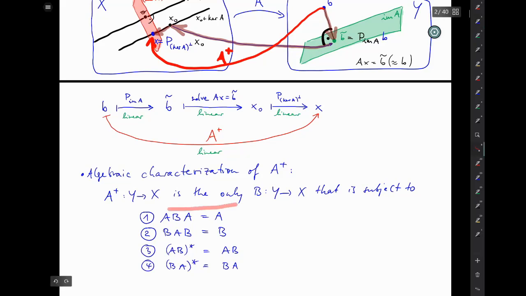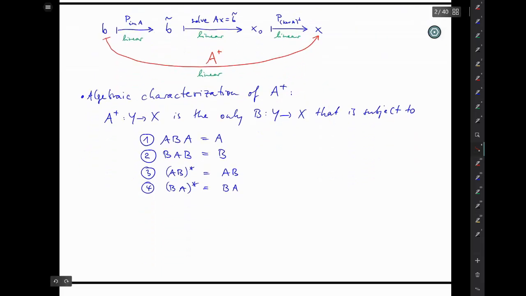So yes, we've spoken about these 4 conditions in the very first week, but now we know a lot more maths, and maybe now we are able to actually understand why there is only one B subject to these 4 conditions, and why that must be exactly our operator that we already described. Okay, let's start.